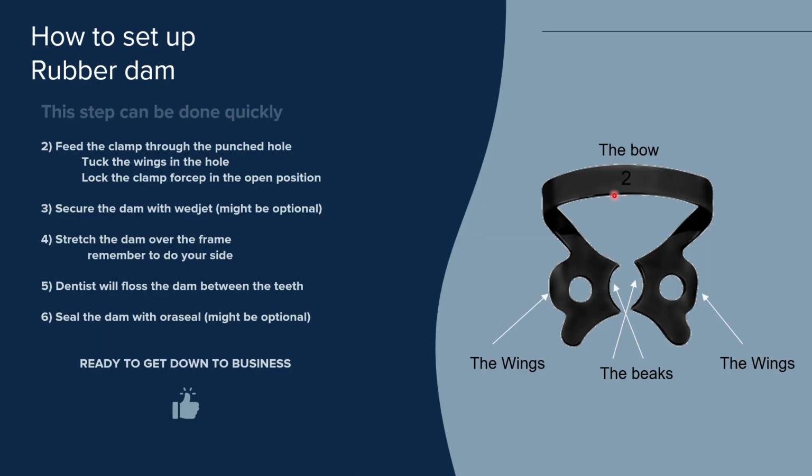That's the bow, that's the wings, that's the beaks. And these holes here are for your rubber dam clamp forceps. Setting up the rubber dam can be done quickly. Feed the clamp through the punched hole, tuck the wings into the hole. So through the hole, put this in, stretch the dam, and then tuck this wing in. The dentist will put the dam on, secure it with a wedget, stretch the frame over. We saw that in the other video. And then seal the dam with Oraseal. It might be optional depending on the dentist, but I always like to use it just in case. You can't go overkill with isolation, the more the better.